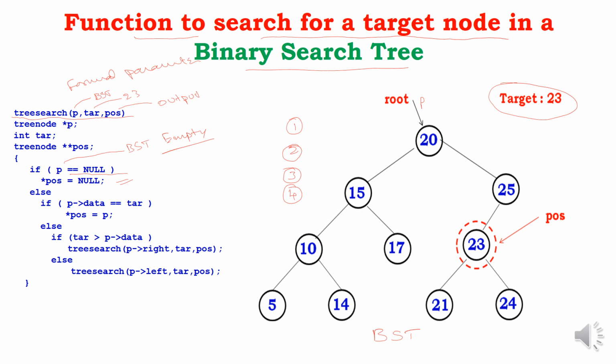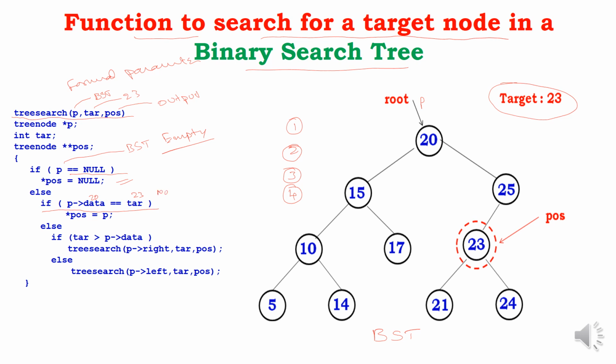See here, if it is not empty, yes, it is not empty, it contains some number of nodes. If P data is equivalent to target, we start comparing our target element with the root value. P is pointing to the root node. Is P data 20? Is 20 equivalent to 23? No, it is not equivalent to 23.